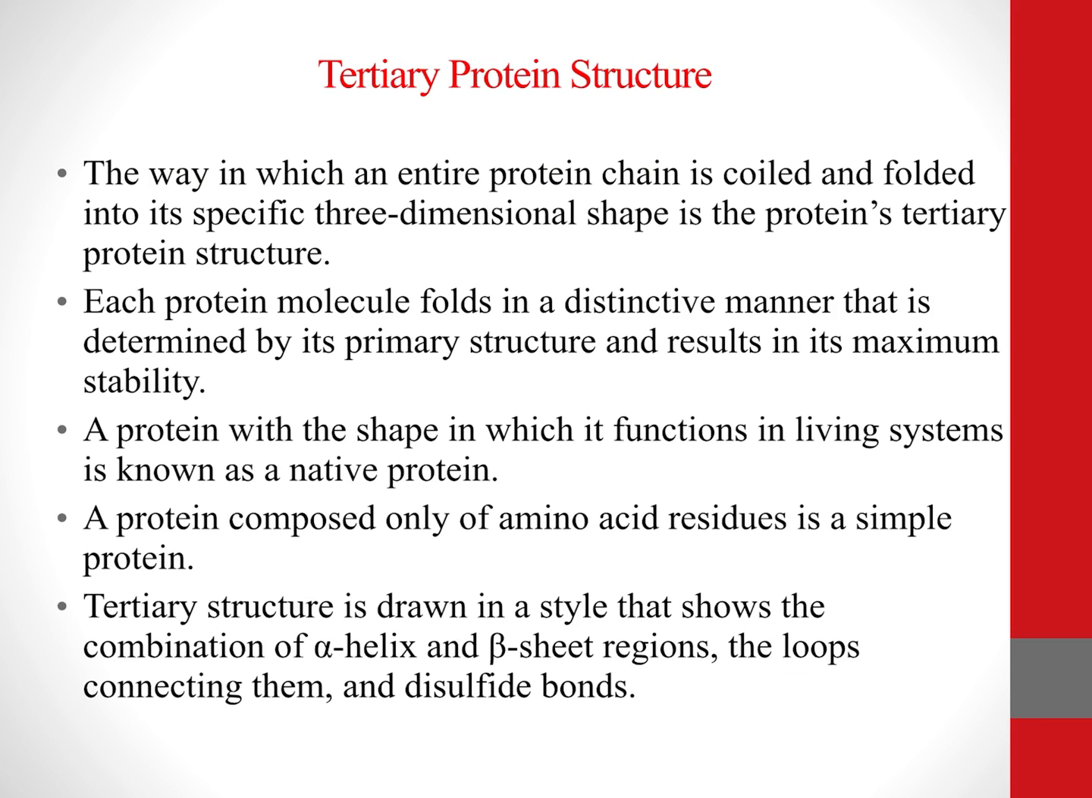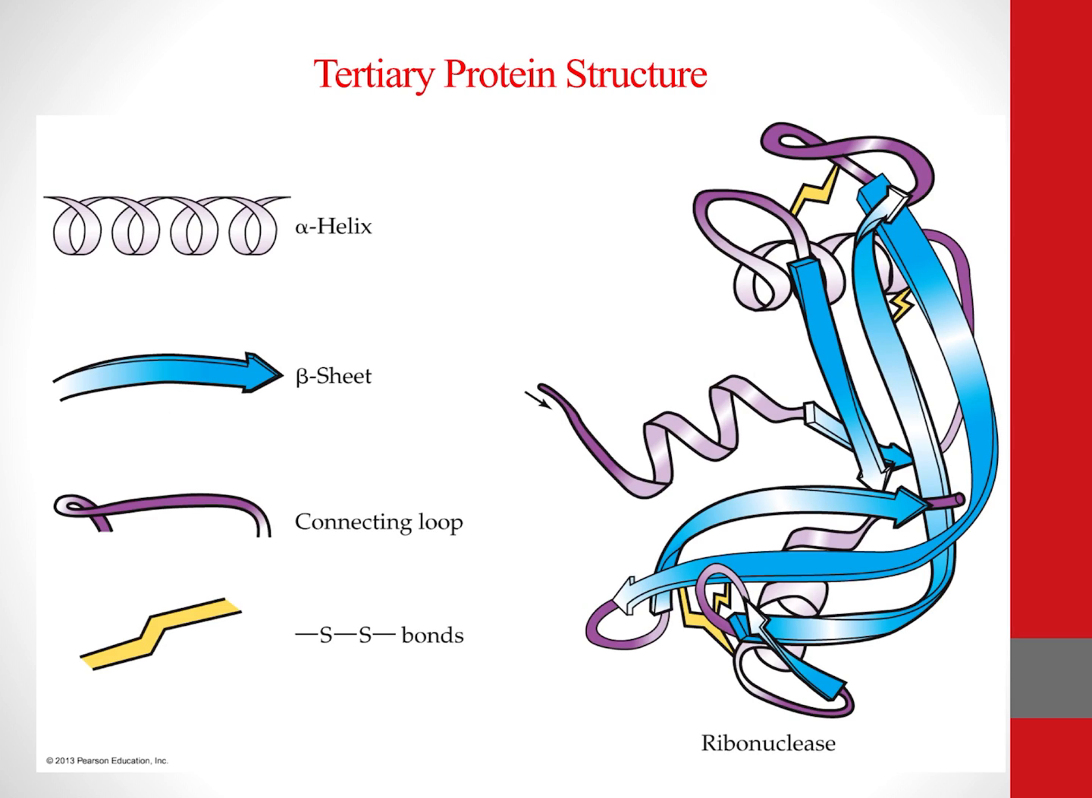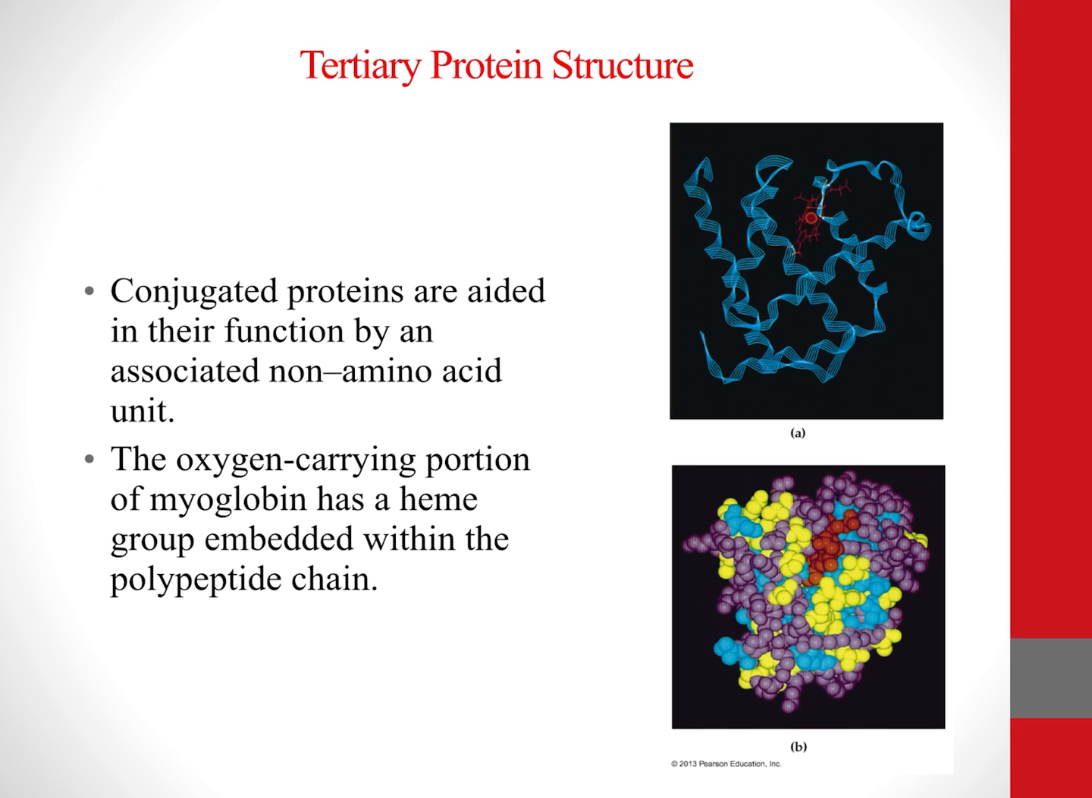Oh, one more thing. The native protein is just the shape of the protein in living systems. So that's always important to know. This is an example of a tertiary protein. We've got an alpha helix, beta sheets, connecting loops, disulfide bonds, and hydrophobic pockets there. So there's all kinds of things going on in the tertiary structure. Again, it's just kind of all over the place.